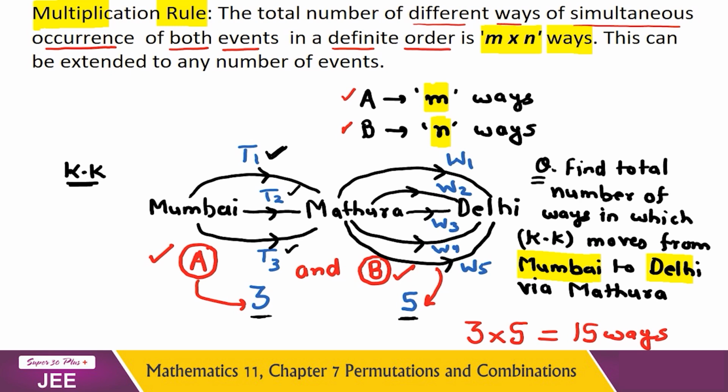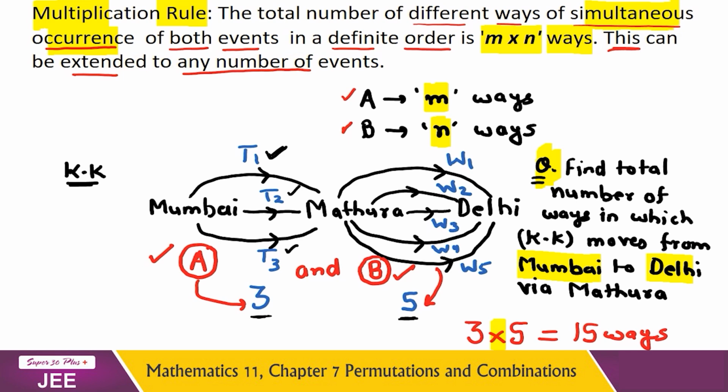Alright, so this is all about multiplication rule. Multiplication rule emphasizes on simultaneous occurrence of different events, and that is why we use the operator of multiplication in between their respective number of ways. I hope you must have understood this particular example, and through this example you are clear with the multiplication rule and also addition rule. Now this rule can also be extended to any number of events.